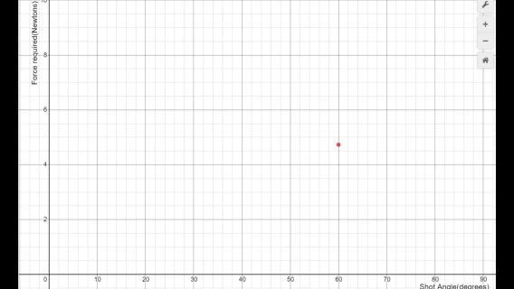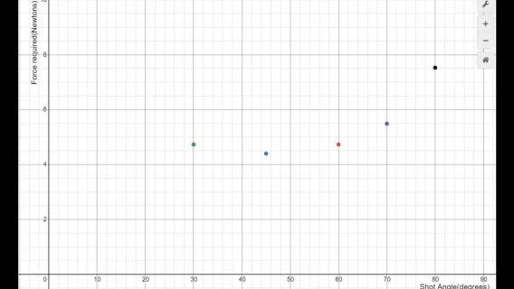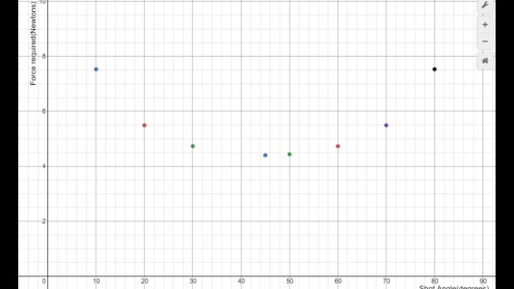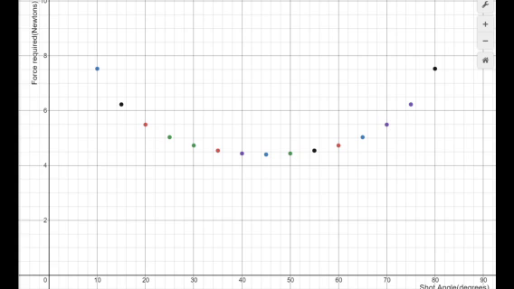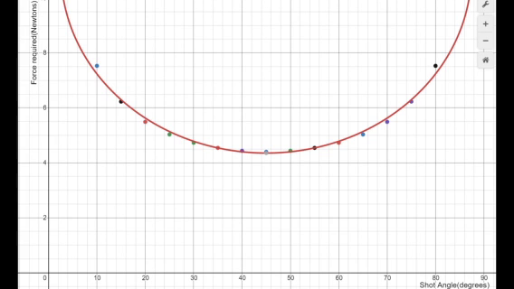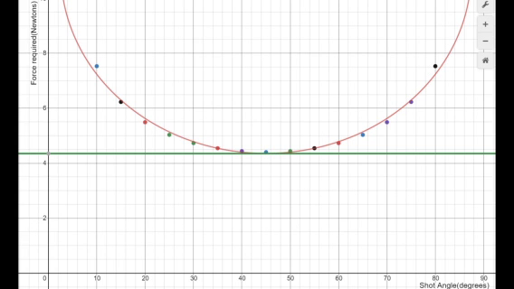We can do the same math for a bunch of other angles too, and if we plot all these points here, we can actually draw a pretty accurate curve to model the points. Using the tangent line with a slope of 0, at 45 degrees we find that we have a local minimum.